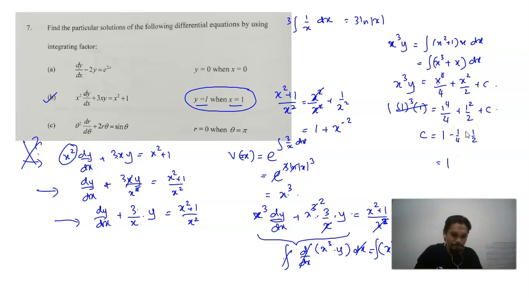How can I say this? 1 minus 1 over 4, minus 1 over 2. It is 1 over 4. Okay, everything here equals 1 over 4.